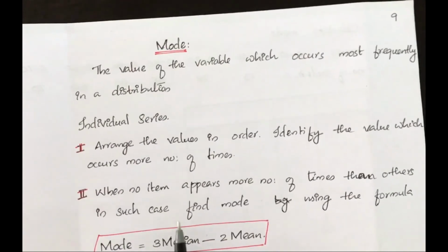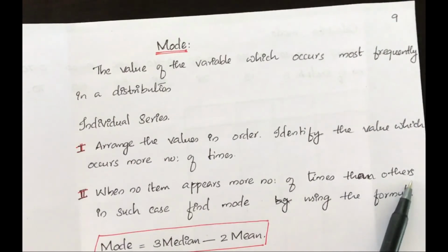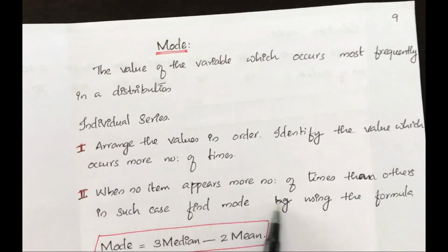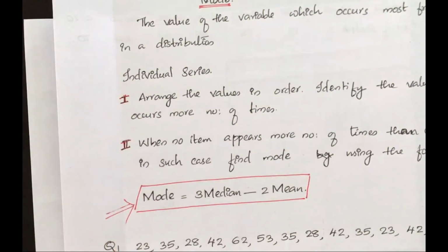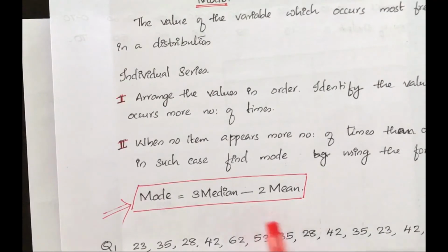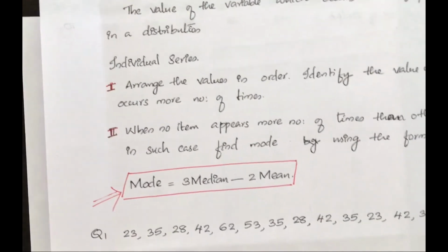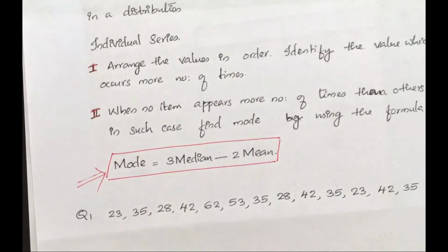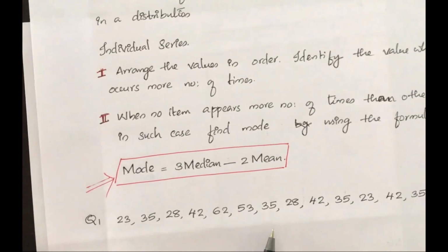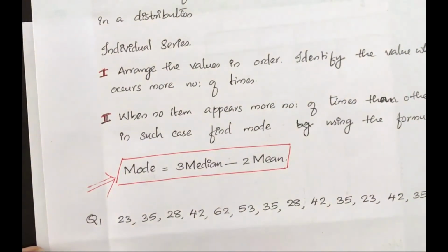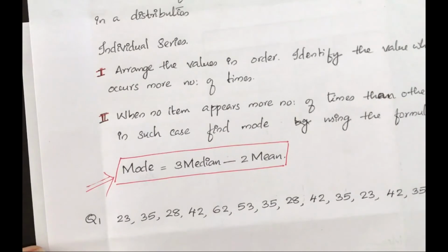If there is no such repetition, or when no item appears more number of times than others, in such cases mode is found using the formula: mode is equal to 3 into median minus 2 into mean. This is a very important formula. Mode is equal to 3 into median minus 2 into mean. We can find the mode of the given data set. Okay. Find the mode. First we need to arrange. The arrangement is done in order to find out whether any data is repeating or not.